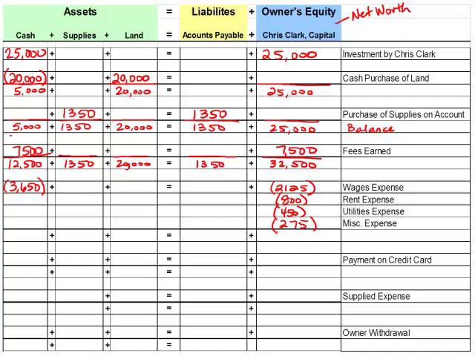If we get new totals, we now have $8,850 in cash. Still have supplies. Still have land. Still have debt. And now our equity, or his equity, is down to $28,850. So if we add up both sides, we still get the same amount.